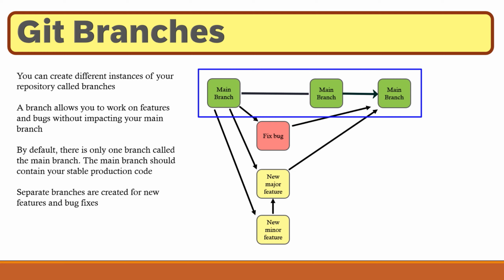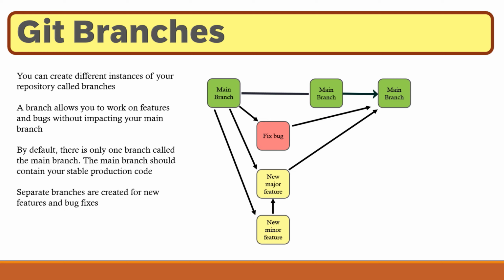I've got the diagram in front, so you can see the main branch is in green, and then you create another branch off it. You could create another branch off your main branch, and this will be a separate branch. So one for a bug fix, another one for a new major feature, and another one for a new minor feature, or bug 1, bug 2, etc. And you could have feature 1, feature 2, feature 3. So you could have all these different separate branches. And then when the feature or bug fix is ready, you would merge these back into the main branch.